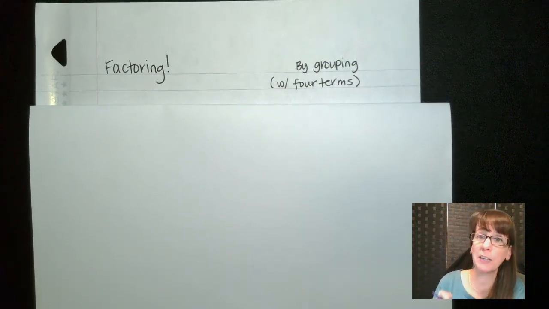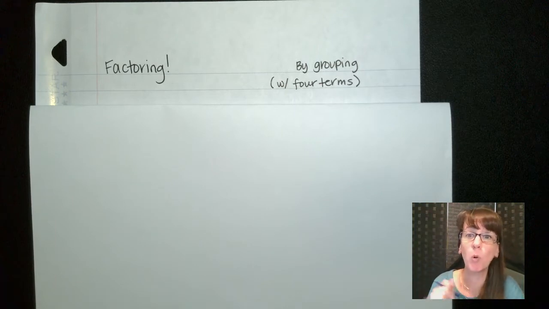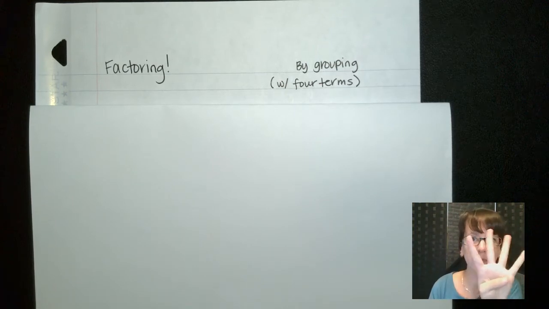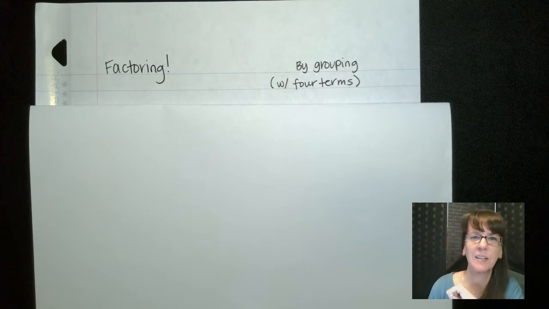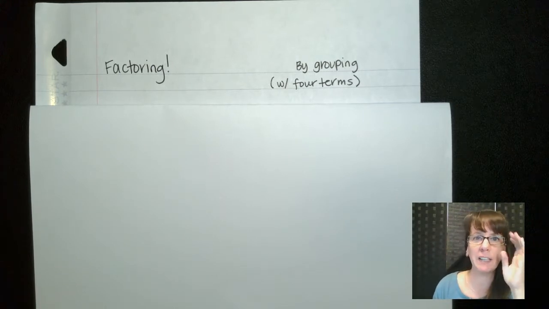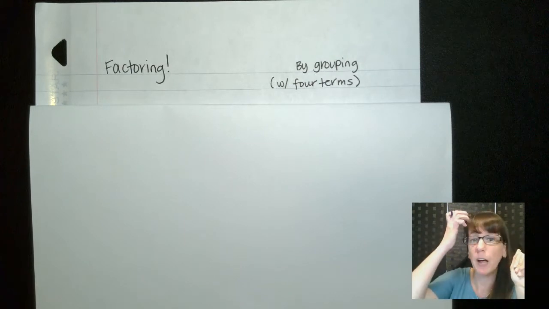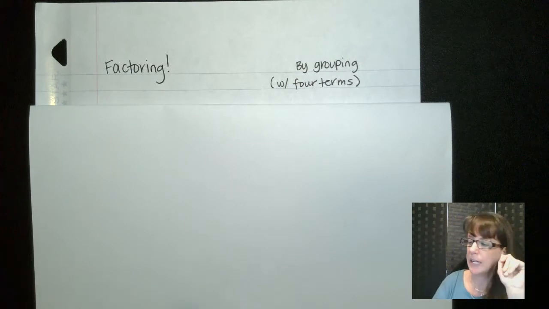This time we're talking about factoring by grouping. This is with 4 terms. So if you see 4 terms, if you see 4 chunks, then you're probably gonna wanna factor by grouping, and this is gonna be helpful for some other types of factoring as well. So here's what we do.